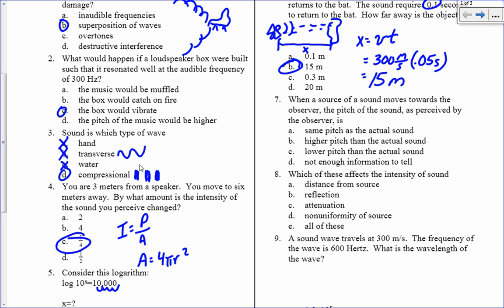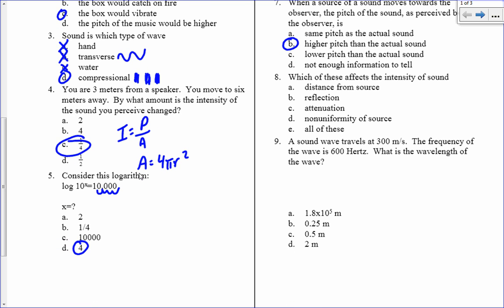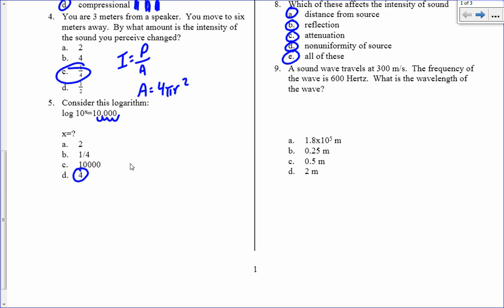When a source of a sound wave moves towards an observer, the pitch of the sound perceived by the observer is higher. It's a Doppler effect. Which of these affects the intensity of sound? Okay, the distance from the source, reflection, attenuation, and the non-uniformity of source. Those all apply.